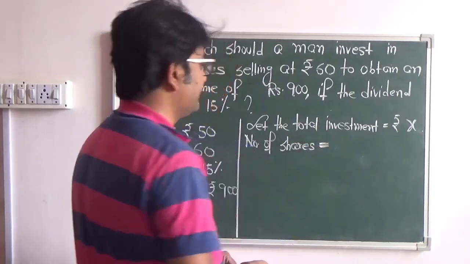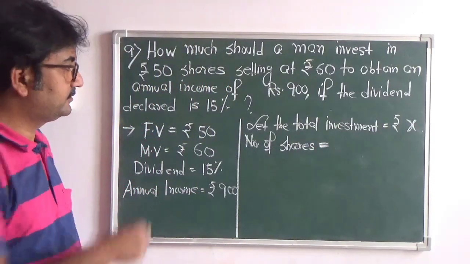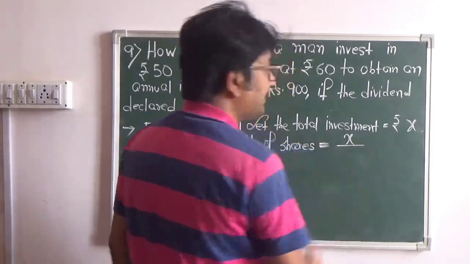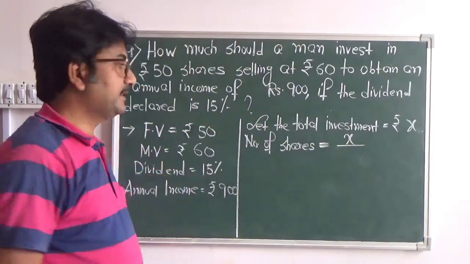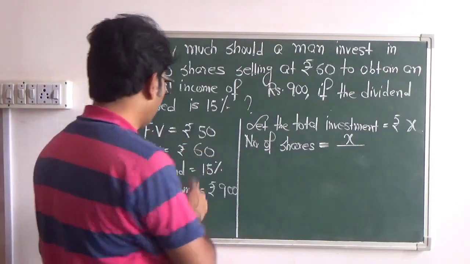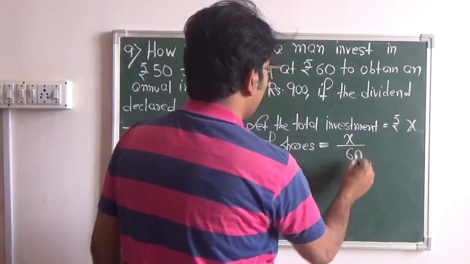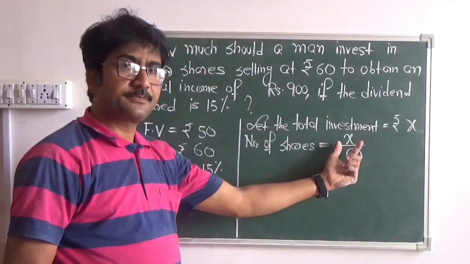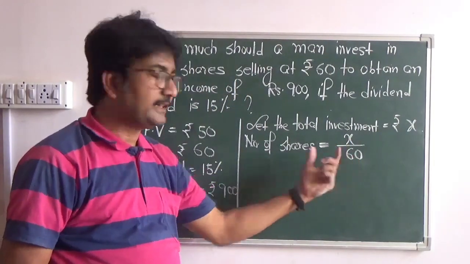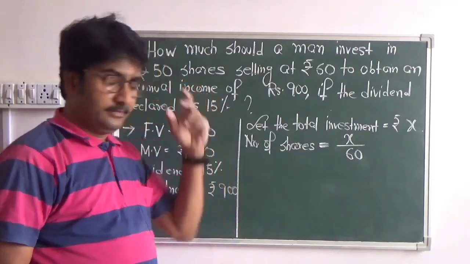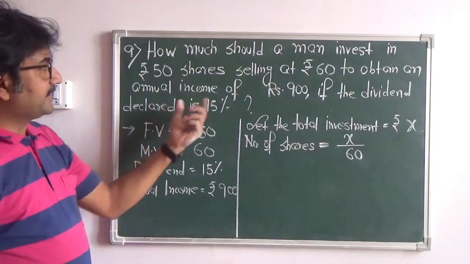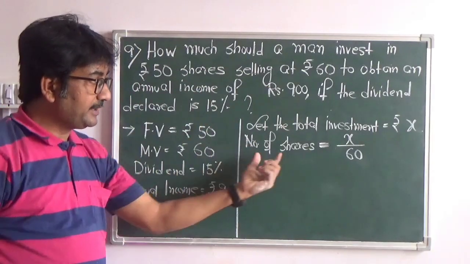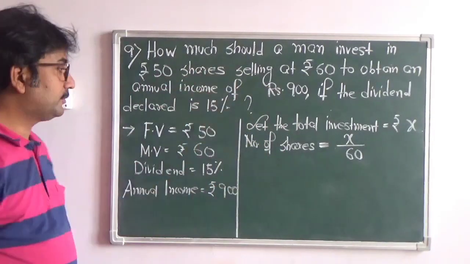So the number of shares, what is the number of shares? The total market value, that is the total investment, X divided by the market value of 1 share, and that is 60. So this happens to be the number of shares, total investment by investment on 1 share, that is the total number of shares. Now since you are given the total income, you need to find the income on 1 share. If you multiply with this, you get the total income.